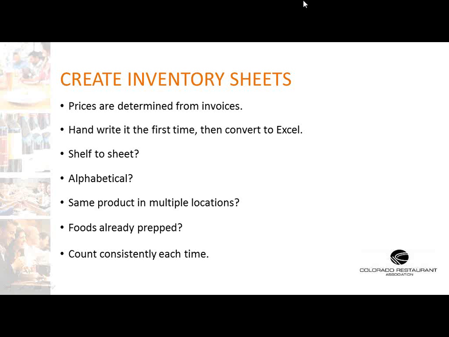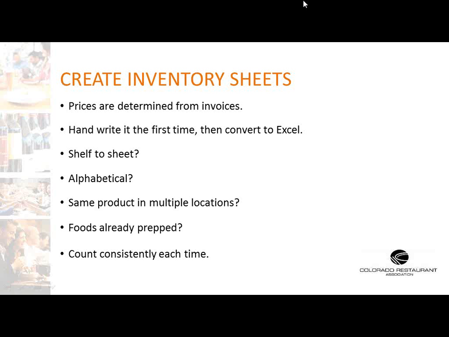I mentioned here, do we have the same product in multiple locations? I used A1 sauce earlier, but let's take something like lemons. We've got lemons in the walk-in, we've got lemons on the cook line, we've got lemons behind the bar. We might have lemons in the refrigerator in the bus station.